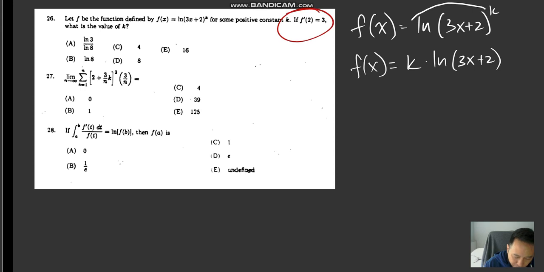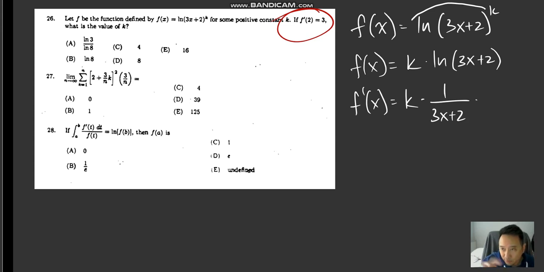They gave me information about f prime at x equals 2, so let's find f prime first. f prime of x is k, my constant, just copying down, times the derivative of the natural log, which is 1 over 3x plus 2 times the derivative of that group, which is just 3. This is my f prime, and they gave us information about f prime at x equals 2, where you get a value of 3.